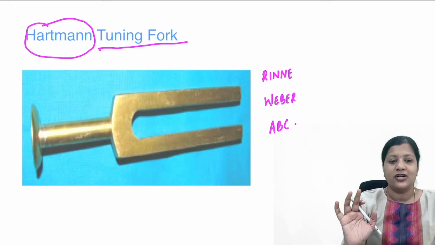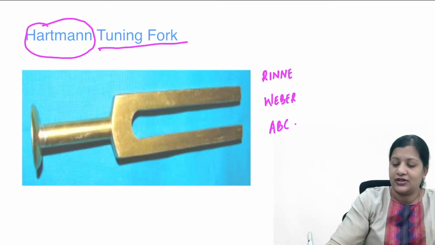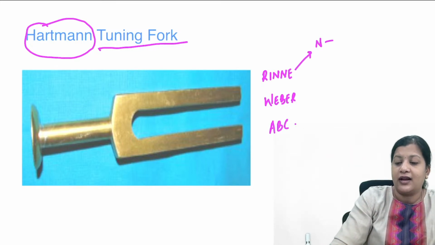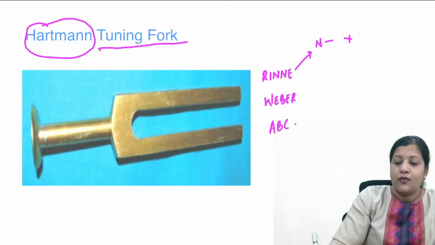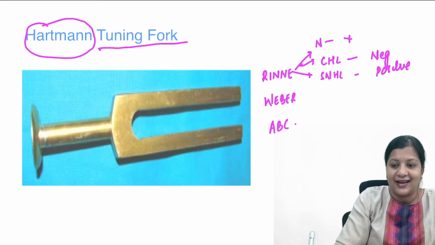Now, anybody wants me to discuss anything beyond this regarding Rinne's, Weber's, absolute bone conduction test? So quickly, what is normal in Rinne? Rinne is positive. What happens in conductive hearing loss? Rinne becomes negative, and in sensorineural hearing loss, Rinne is positive. So these are the findings that we see on Rinne's test.